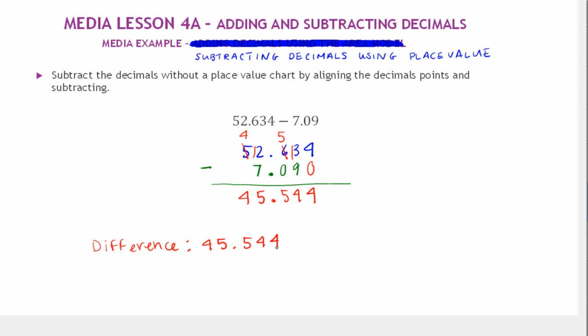In the next videos, we're going to start looking at adding and subtracting decimals, adding and subtracting signed decimals, and also using the order of operations when we're adding and subtracting decimals.